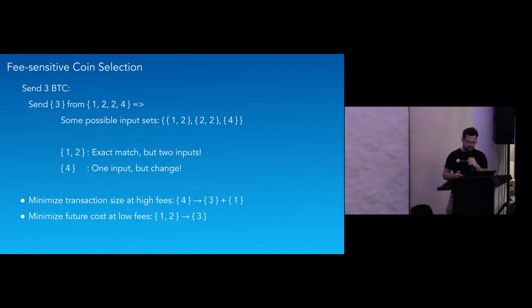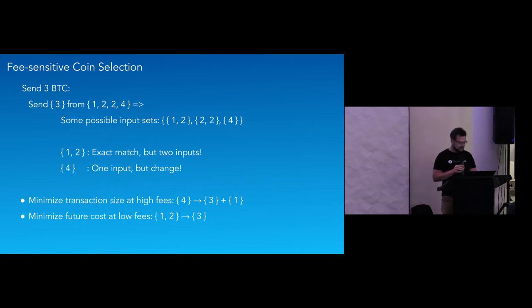And you want to send 3 bitcoins. So if the fee is high, you might use the single 4 bitcoin input and send 1 back to yourself, because the input is 148 bytes and the outputs are 34 bytes in pay to public key hash. So here you pay 148 bytes for the input, and the 34 for the change is less than 2 inputs for 148 each, right? Of course, there's a little more complexity because of fees here, but we'll gloss over that.